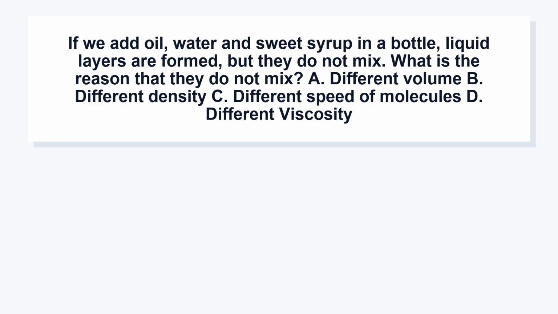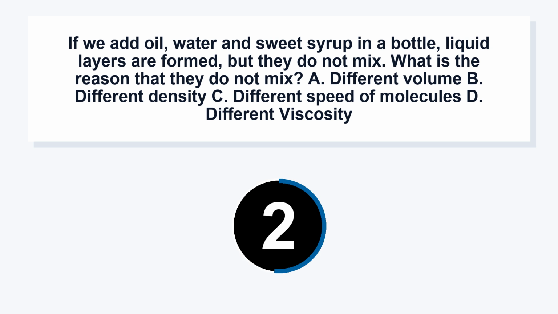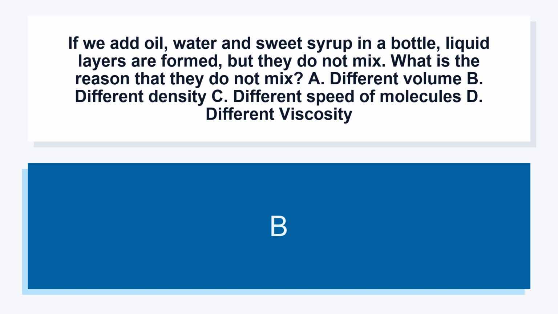If we add oil, water and sweet syrup in a bottle, liquid layers are formed, but they do not mix. What is the reason that they do not mix? A. Different volume. B. Different density. C. Different speed of molecules. D. Different viscosity. B.